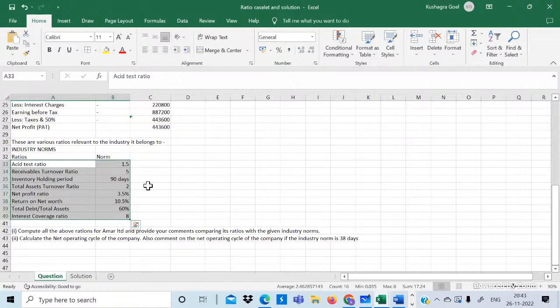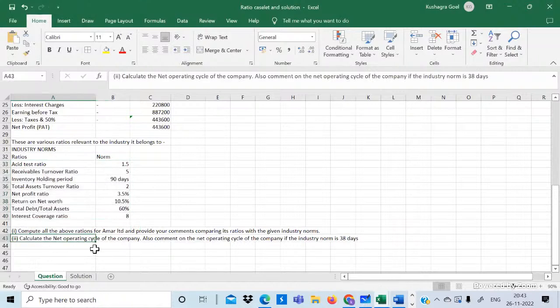Then once we get the ratios for the company, we'll compare them with the industry ratios. And then we'll say, is it good or bad? Where do you think the company is lagging or there's some scope of improvement? That's the first part. Second part, calculate the operating cycle time and comment on the operating cycle time of the company if the industry norm is 38 days. So they've already done the calculation for the operating cycle time of your peers, and that comes to 38 days. You need to calculate the operating cycle time for your company, compare it with 38 days, and then give your views on that. So let's do the first one.